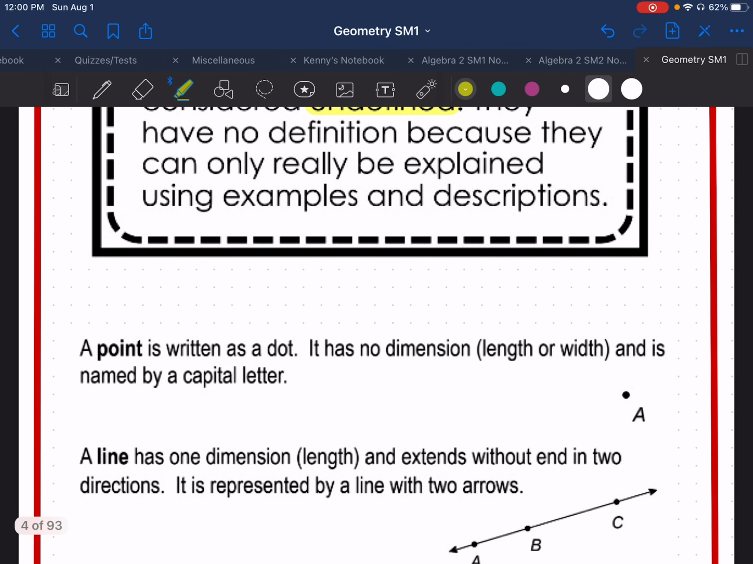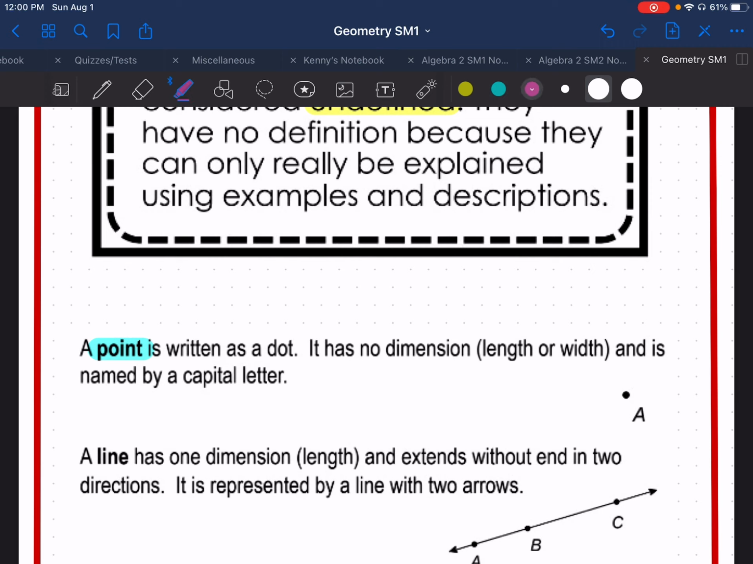A point is written as a dot. It has no dimension, length, or width, and it is named by a capital letter. So if you take a look over here at our example, this right here is your point, and we're not graphing in geometry, we're using it to name stuff. So you're going to see a capital letter next to it. We do not use lowercase letters, that is incorrect. You must name a point with a capital letter.